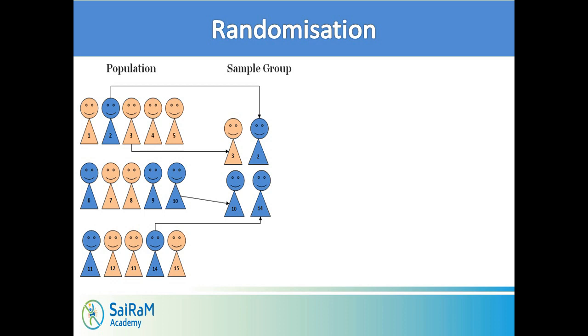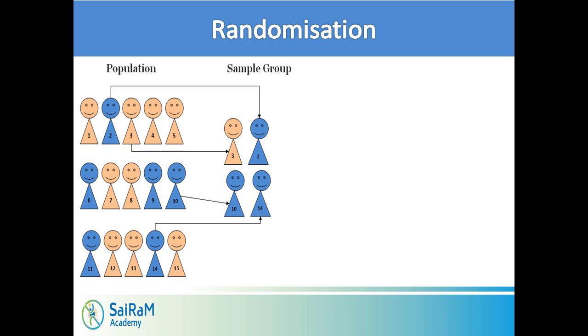This most of the time in the physical therapy setup does not happen because we always go for consecutive sampling. Whoever walked into my clinic, I just checked their inclusion and exclusion criteria. If they fulfilled that, I drafted them into my study. This is consecutive sampling, which is a convenient method of sampling which will not reveal the true population behavior. So you have to go for random sampling, that is, selecting samples from the population.